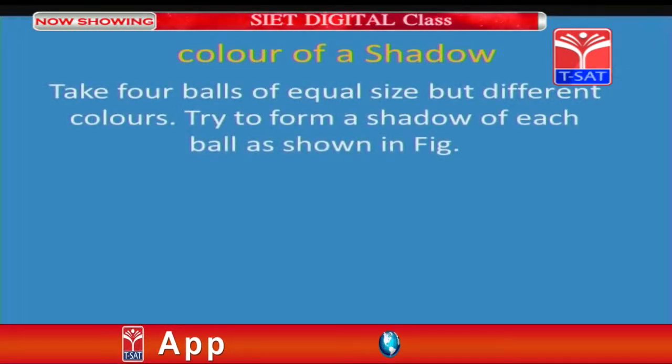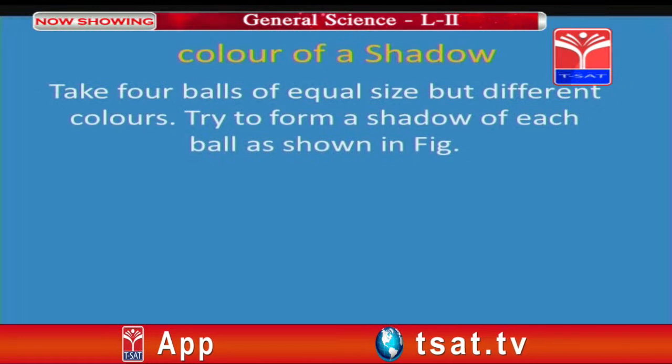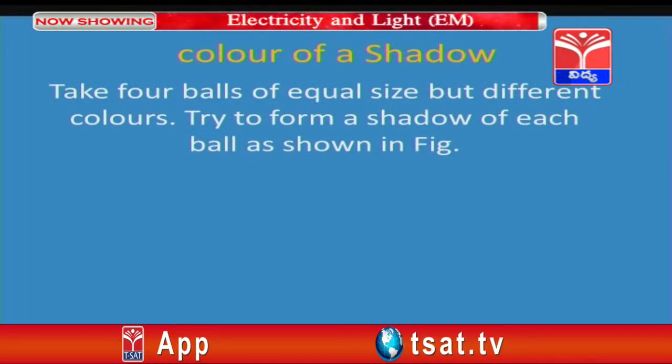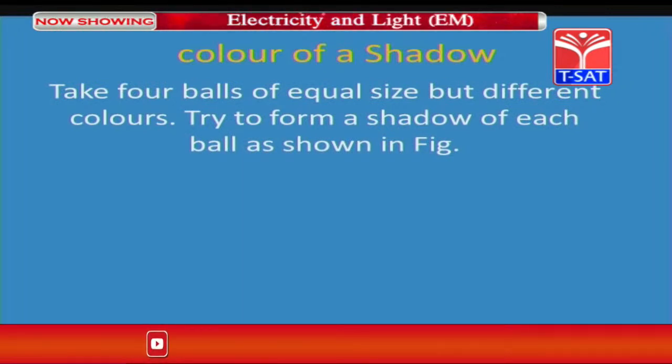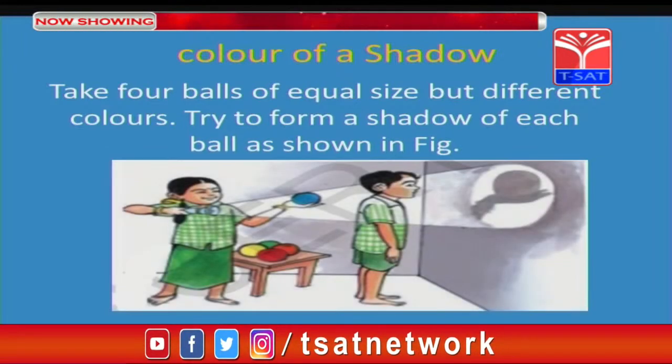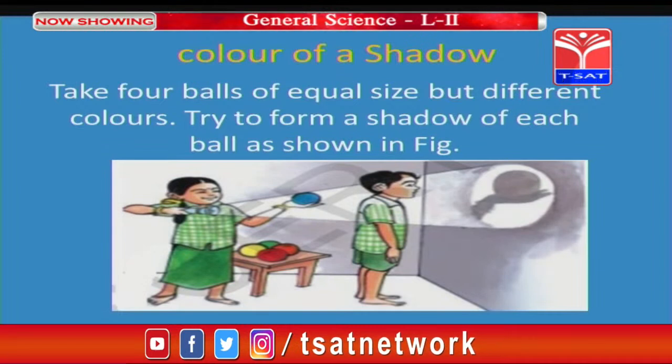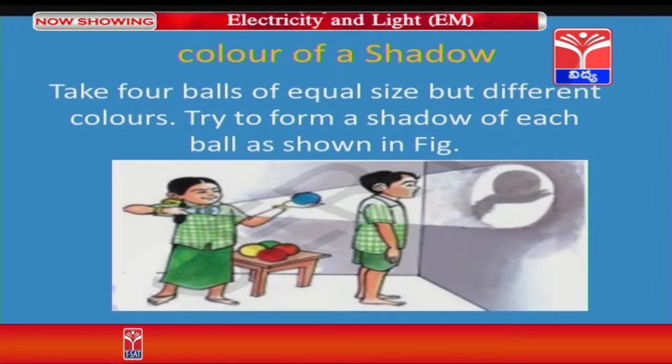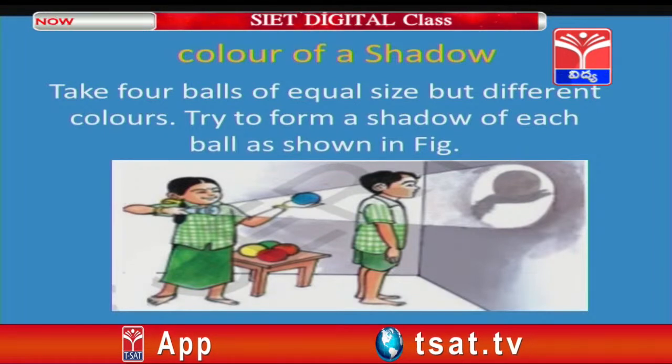Take 4 balls of equal size, but different colors. Now, try to form a shadow of each ball as shown in the figure. You can do this experiment on your own at home. Now, here there is a girl and a boy. They have taken balls of different colors. Now, the girl is shining a torchlight on the ball. Now, the boy is observing on the wall.